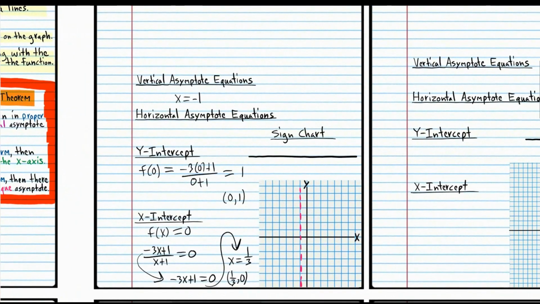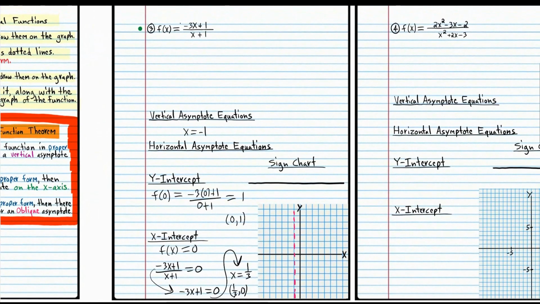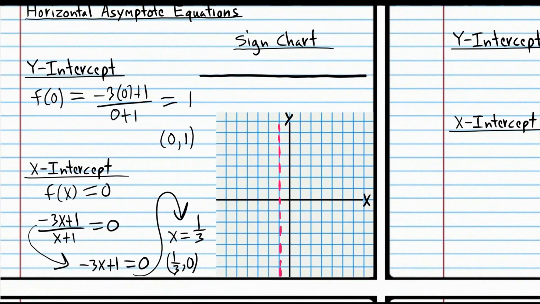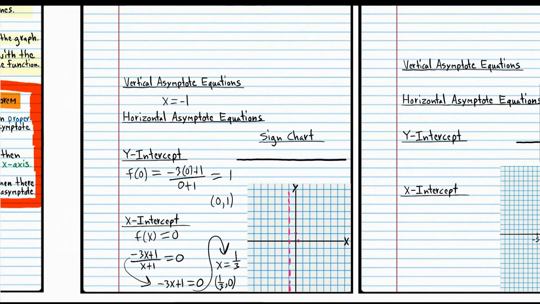So we found the y-intercept and the x-intercept, and let's graph the x-intercept. It's going to be about there, roughly. And the y-intercept is about there. Those purple points.